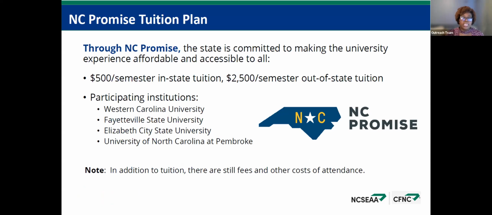Again, we're talking about things that students and families can do up front to manage the cost of obtaining a higher education. And one of those methods is the North Carolina Promise Tuition Plan. Through this plan, there are 4 institutions within the UNC system where in-state tuition for each semester is $500, and out-of-state tuition is $2,500 per semester. So only $500 per semester at Western Carolina University, Fayetteville State University, Elizabeth City State University, and UNC Pembroke. That equates to savings of at least $10,000 over 4 years of attendance, which is nothing to shake a stick at either. One thing to note, in addition to tuition, there are still fees and other costs of attendance. So we're only talking about in-state tuition, not the fees associated with attending the institution or the cost of attendance. But still, $500 per semester is a huge savings for students and families.